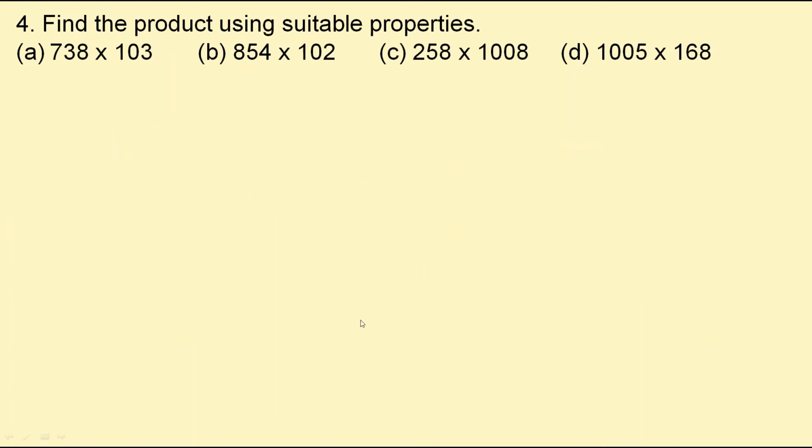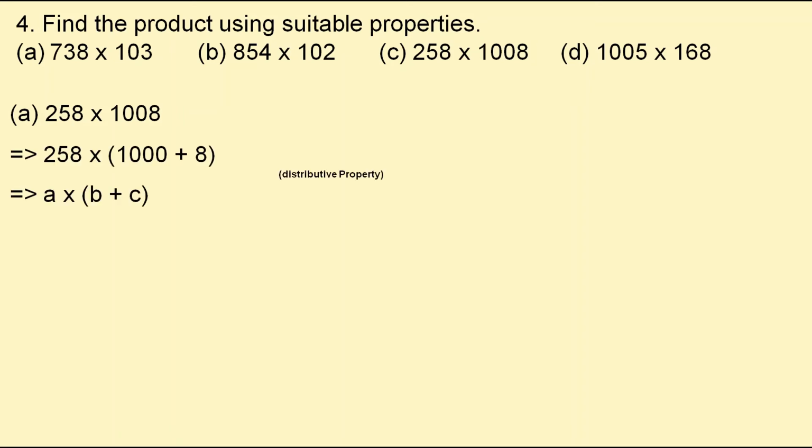Now let's move to the third equation. The third equation is 258 into 1008. Now here also we can split this number 1008 as 1000 plus 8. Now this one is also equal to the distributive property. So when we compare those two equations, we understand that A is equal to 258, B is equal to 1000 and C is equal to 8.